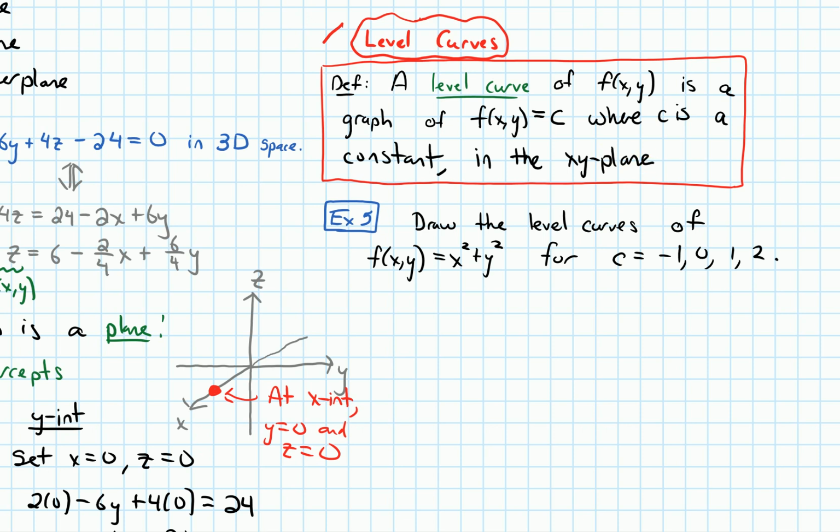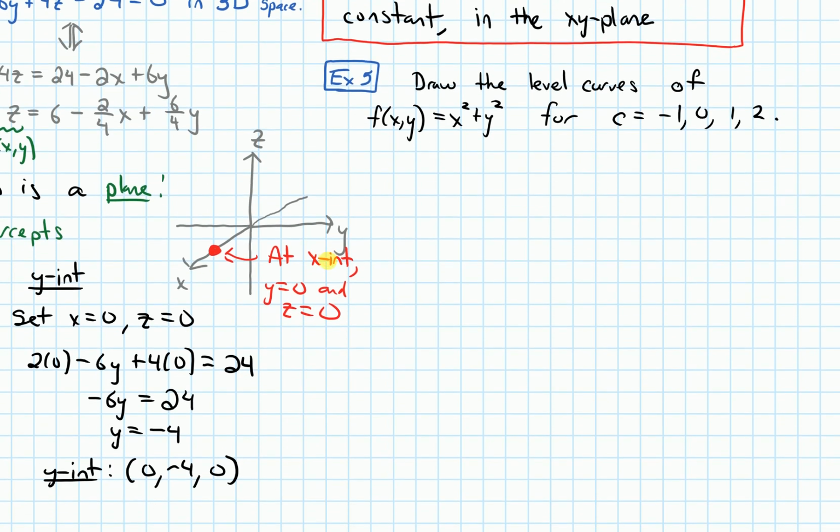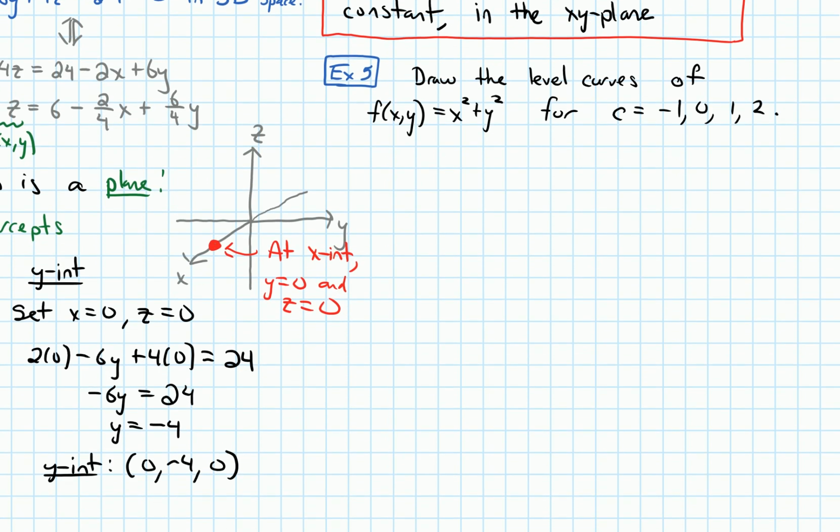All right, so let's look at an example and then see how this will help us draw the 3D graph once we draw the level curves. Okay, so I want to draw the level curves of f of x comma y equals x squared plus y squared for the following values of c. Let's first do it for c equals -1. Once I have my value of c, I just set my function equal to that value. So this will give me x squared plus y squared equals -1.